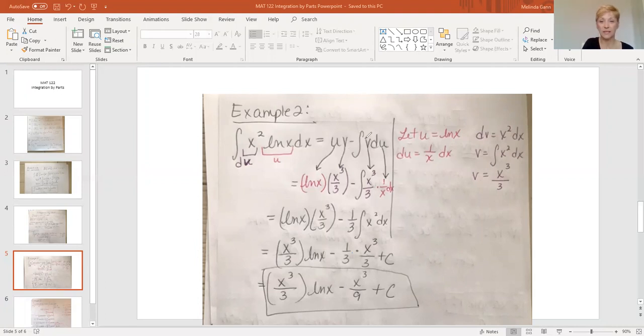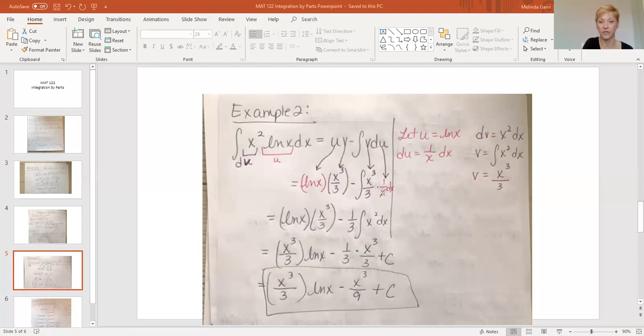And then minus, and then my integration. Now, what was my v? Remember, my v was x cubed over 3, so I put it there, and then my du. And du was 1 over x dx. See, 1 over x dx. So this part's kind of what you think of as already done. So that's natural log of x times that, but I've got to integrate this.